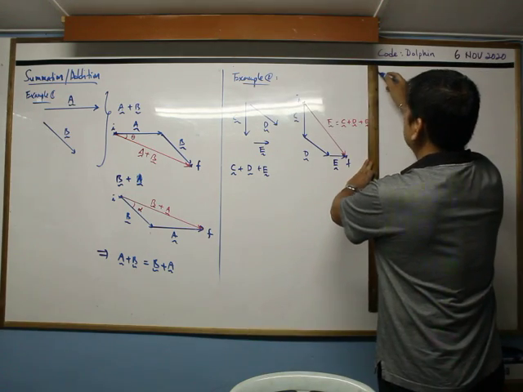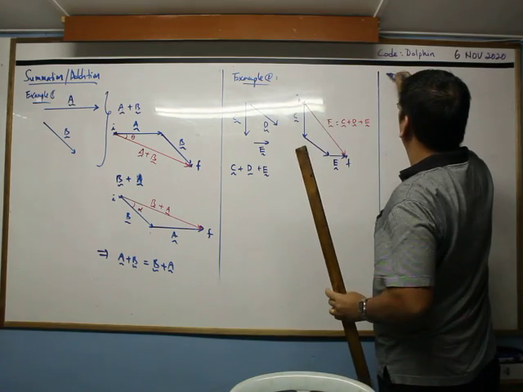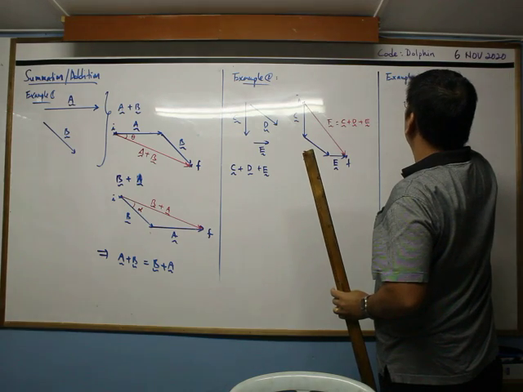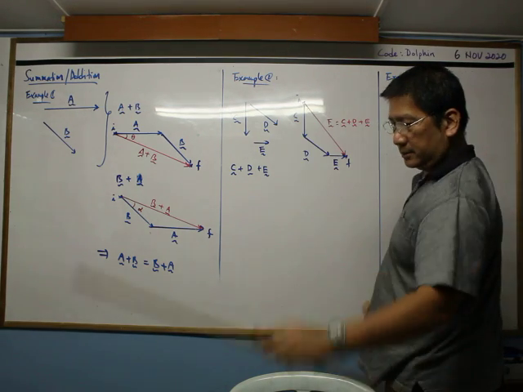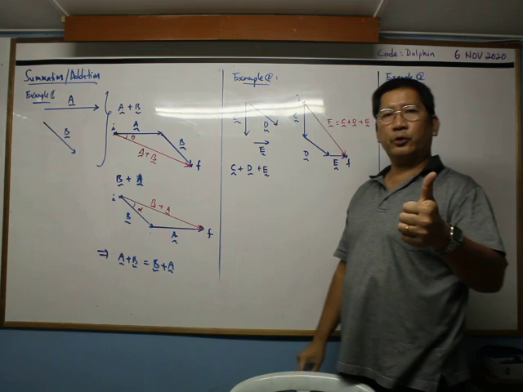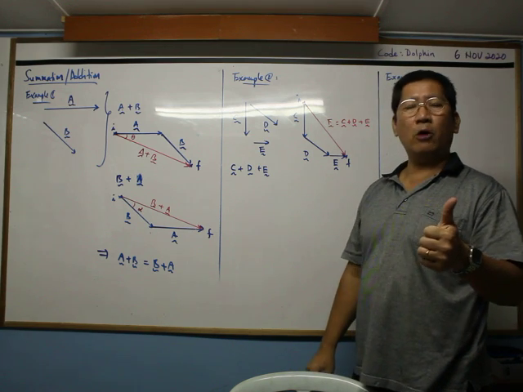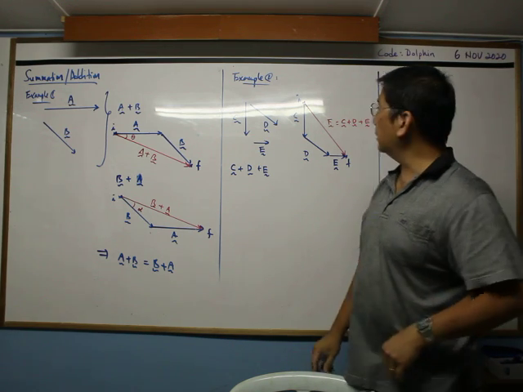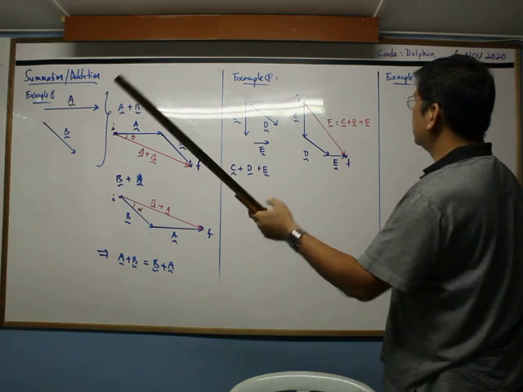These are examples with numbers now. Example number 3. You might need a protractor and compass. You need a protractor to measure the angle. So now the example is like this.